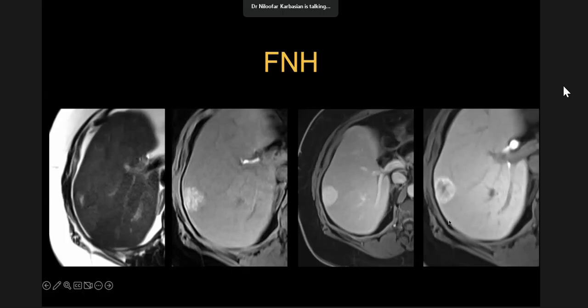Although their presentation on hepatobiliary phase is very heterogeneous, sometimes they're iso, sometimes they have this peripheral rim, sometimes it's just very heterogeneous, but it's a classic look for them to have this rim of retention of contrast.